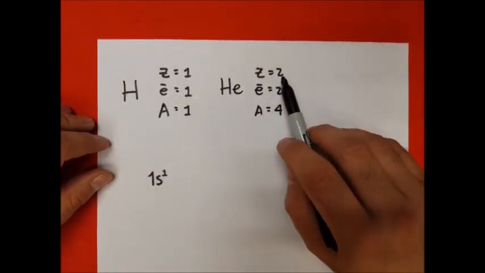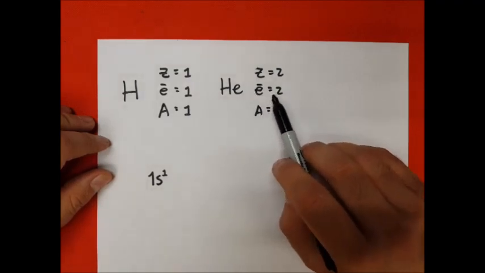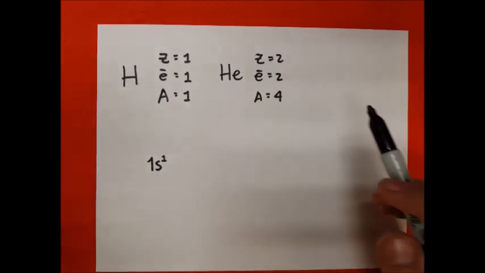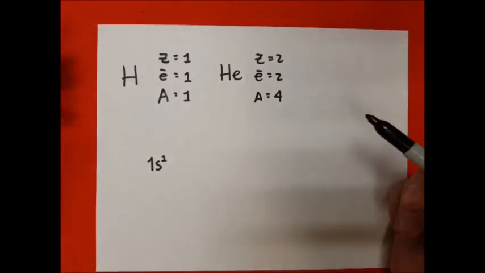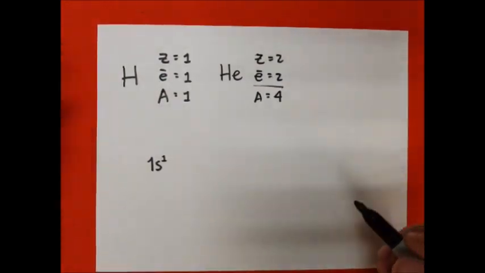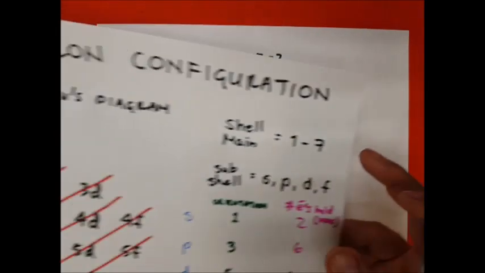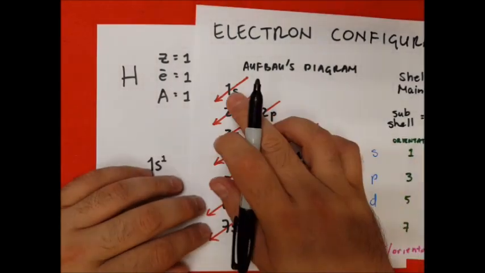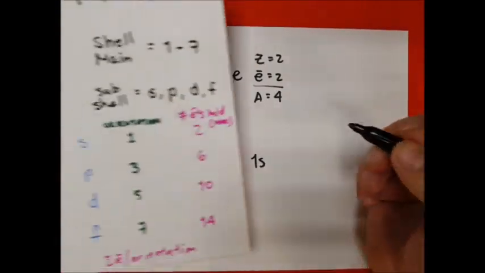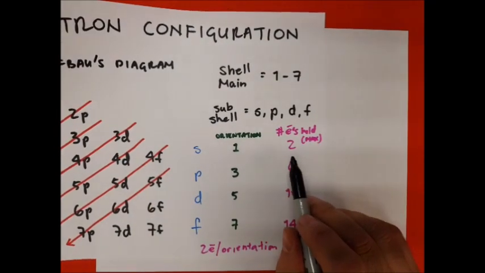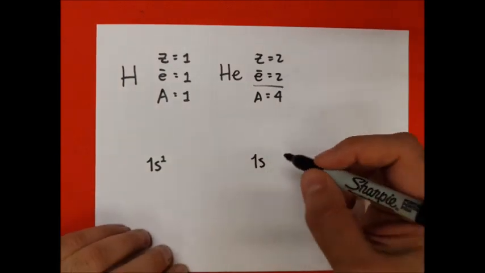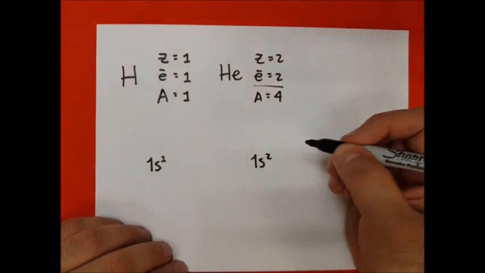Helium has atomic number 2, meaning that it also has 2 electrons in its stable or neutral form, and a mass number of 4, meaning that it has 2 neutrons. It's very simple. Again, we look for the number of electrons, and we look at our chart. The first energy level is 1s, and according to our chart that we should start memorizing, s can only hold a maximum of 2. Luckily, we need 2, so we write 2.